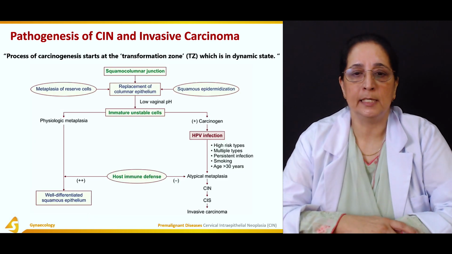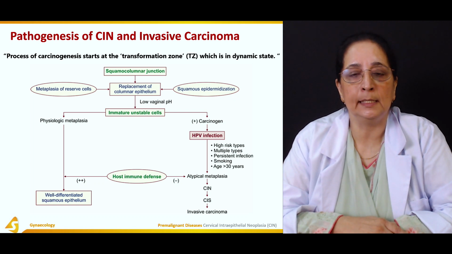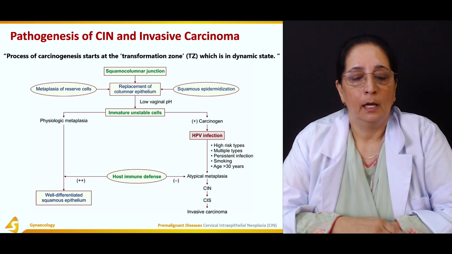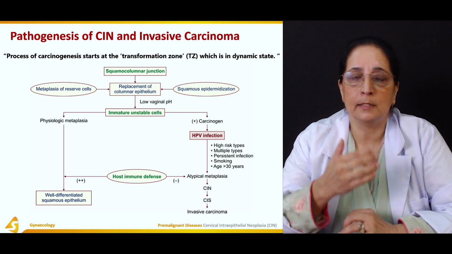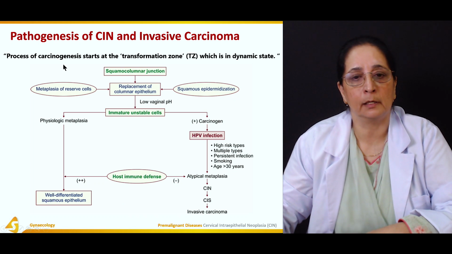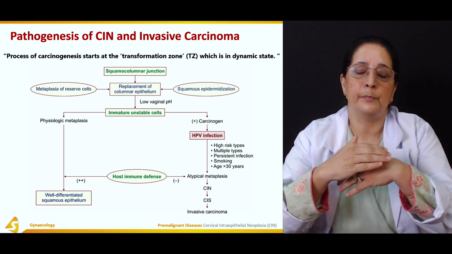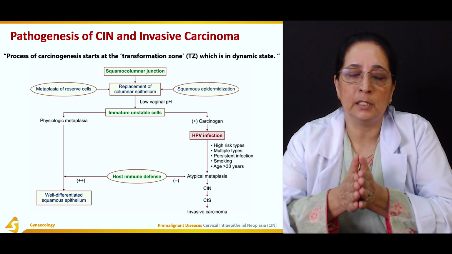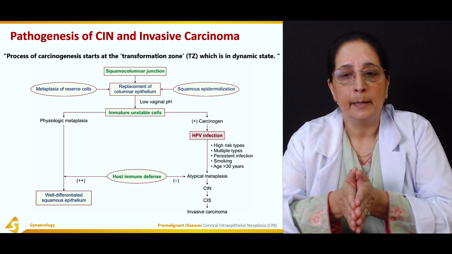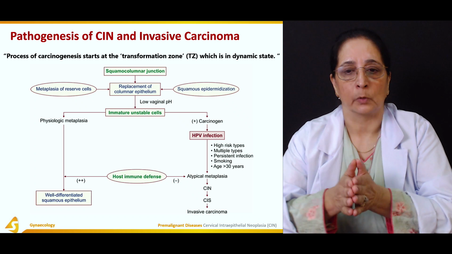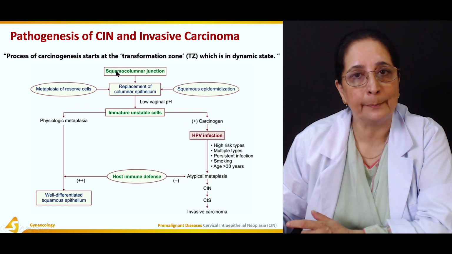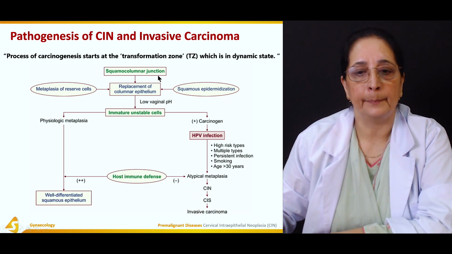Next was the pathogenesis of cervical intraepithelial neoplasia and invasive carcinoma. Usually the process of carcinogenesis, or the process of development of cancer, starts at the transformation zone. Transformation zone is the zone where the columnar epithelium and squamous epithelium meet. That's the transformation zone, the squamo-columnar junction of the squamous epithelium and columnar epithelium.